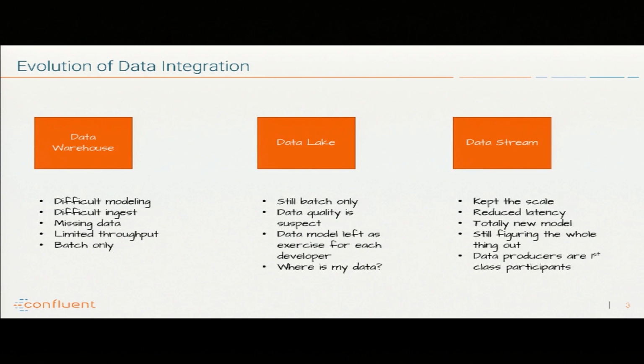And at some point, Hadoop showed up, and we moved to the data lake model. And the data lake model promised to solve the data modeling problem, first of all, because no more data modeling. You just throw the data in and hope it sticks. And we did that, and that solved a lot of issues for the people running the data warehouse, because no more data modeling. Ingest was super easy. Nobody could complain that the data is missing, because if it was missing, we just threw it in there. Throughput was fantastic. Batching was still a thing.